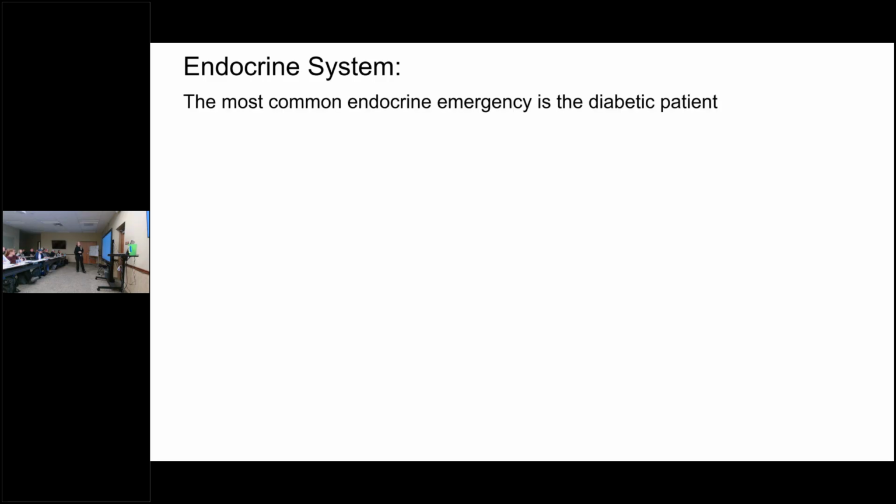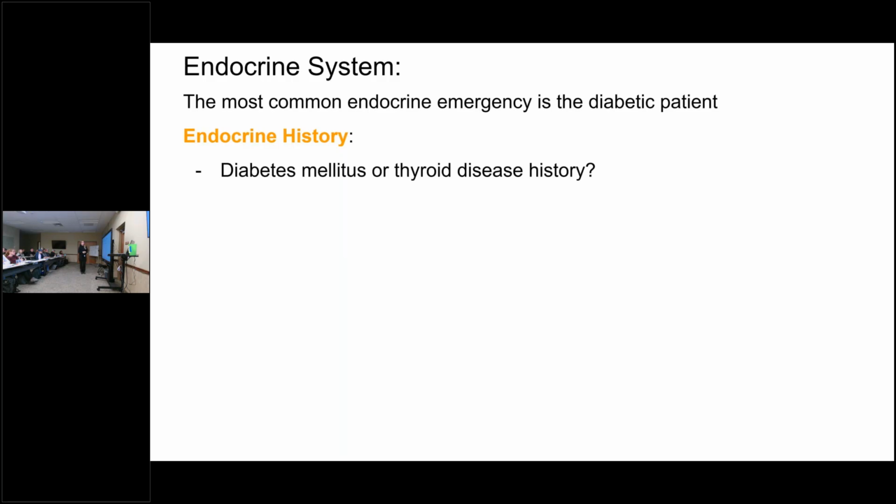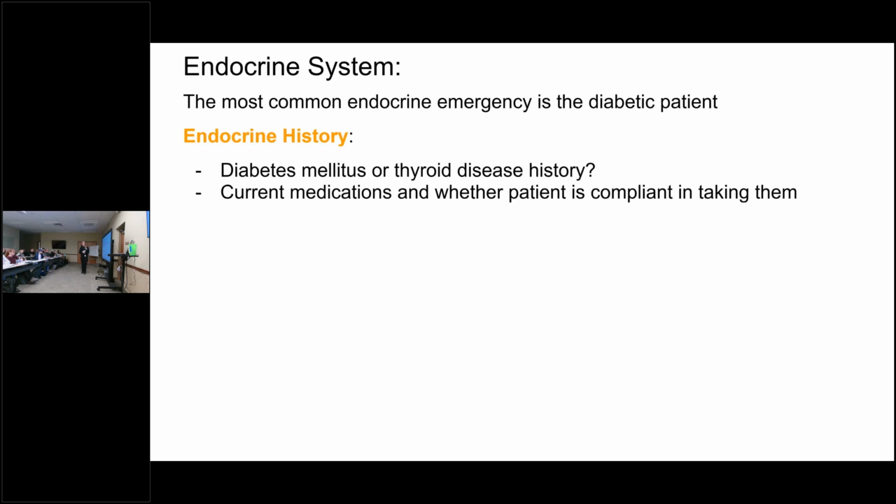Endocrine system. The most common endocrine emergency is the diabetic patient. When we're getting that endocrine history, I ask patients all the time: do you have diabetes? Do you have a history of diabetes? Do you take insulin? Diabetes can cause altered mental status, of course, so that's something we want to look for as well.